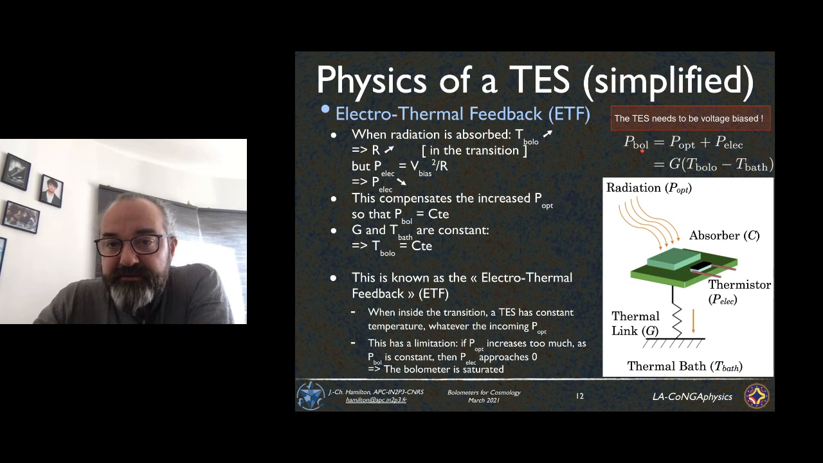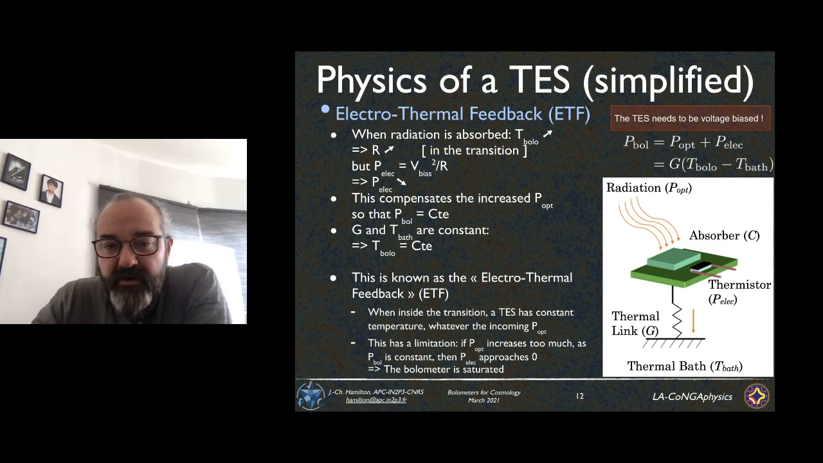Now, if you come back to this formula, this remains constant. This is a constant, and this is a constant as well. This means that the temperature of the bolometer actually is constant. So as you see, we have a way of stabilizing the bolometer in the transition. This is known as the electrothermal feedback. So when a TES is inside the transition, it has constant temperature, basically whatever the incoming power.